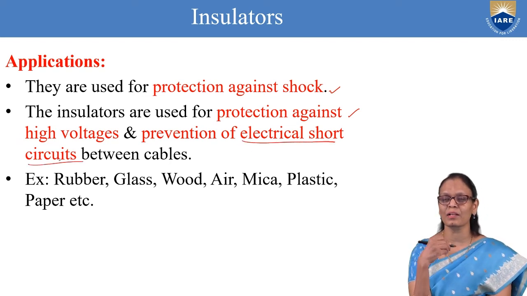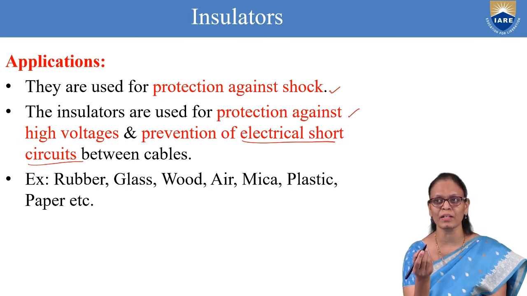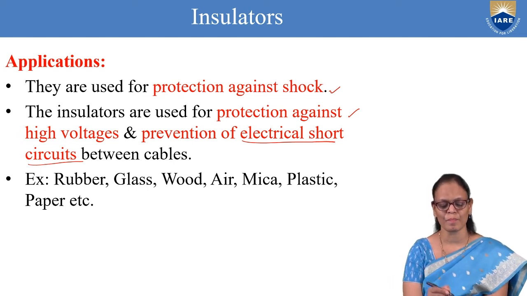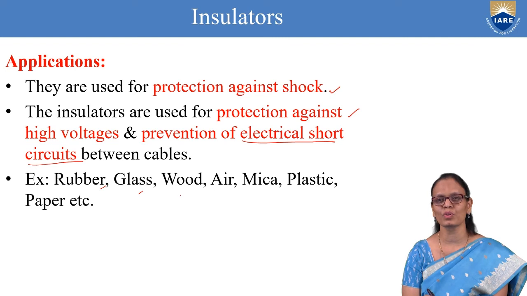Because there are no electrons in the conduction band, it cannot conduct continuously. Thereby it prevents the electrical short circuits between cables. Examples of insulators are rubber, glass, wood, air. Air is also a very good insulator. Mica, plastic, paper, all these are examples of insulators.